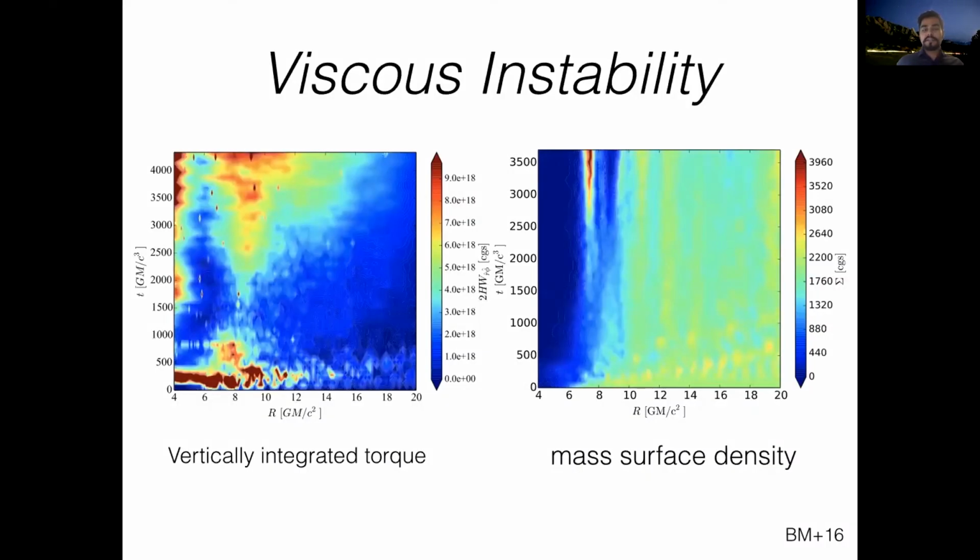Now, if we compare it with the theory of this viscous instability from the Lightman-Eardley paper, the idea is that the vertically integrated torque and surface density should be anti-correlated. So on this right panel, where you see the high surface density structure at around 3,500 and a radius of 8, that's coinciding with this low torque region. So the theory of viscous instability is that vertically integrated torque will be anti-correlated to the surface density.